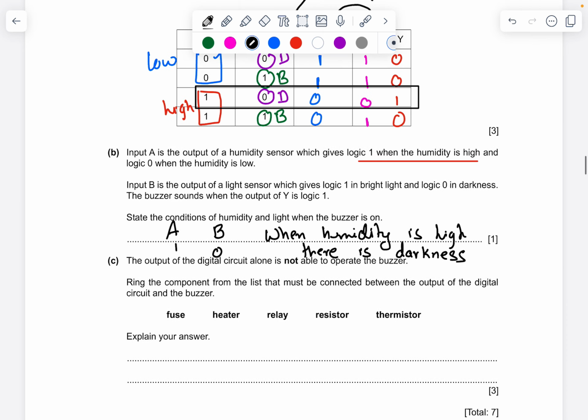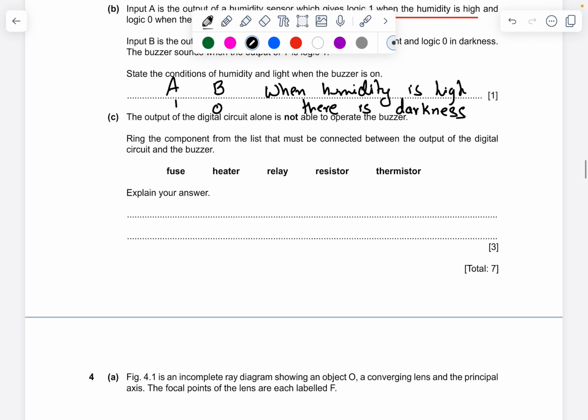Next, the output of a digital circuit alone is not able to operate the buzzer. Ring the component from the list that must be connected between the output of the digital circuit and the buzzer. So first of all, we should know the uses of all these things. A fuse, what will it do? It is used for breaking the circuit. Whereas a heater converts electrical energy to thermal energy. Then relay. A relay will convert low current to high current.